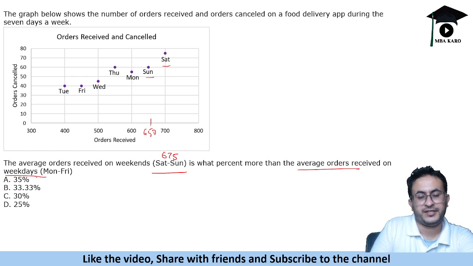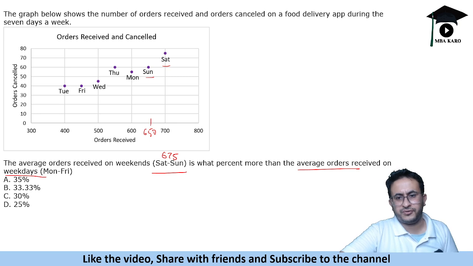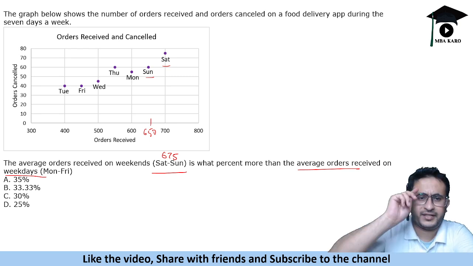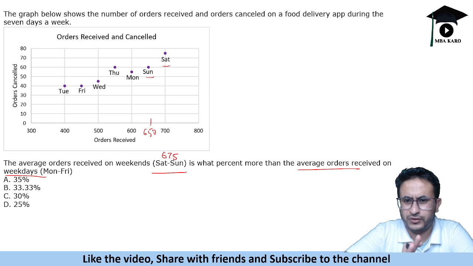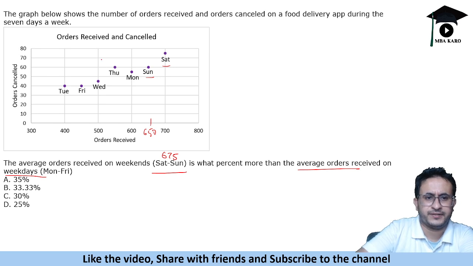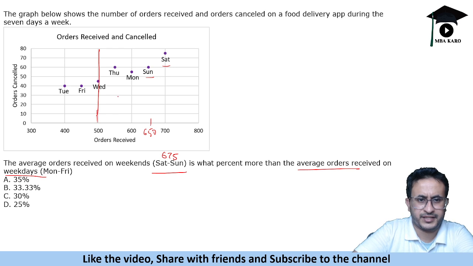Now one thing which I would like to suggest is how to find averages in graphs, by the deviation method. Instead of adding all the values, although the values are easy to add, it's not that the values are difficult, but I'll tell you a way to find the average. So let us assume that the average order received is 500, just taking an example. If this is 550, this is 50 less, so these two balance out each other. This is 100 less and this is 100 more, so these will balance out each other.